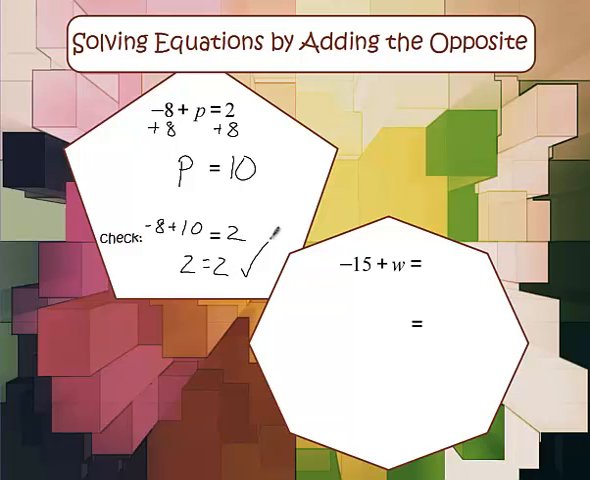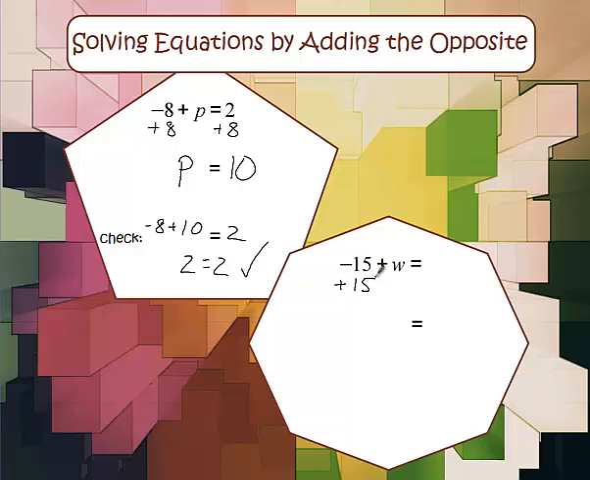So the same process happens in this next one here. Negative 15 plus w. The opposite of negative 15, really what we're using is what's called the additive inverse. We want to find the number that can be added to negative 15 to make the result be 0. And it's always just the same number with the opposite sign. So in this case I'm going to add a positive 15. So again, plus 15.